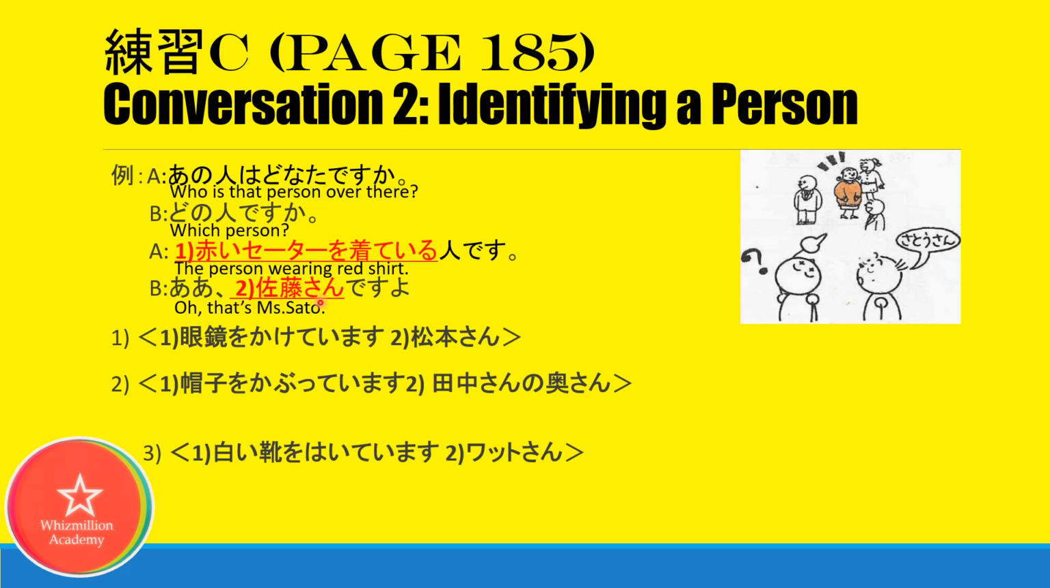Okay, so for this exercise, we are supposed to replace the sentences in red with question 1, 2, and 3. In this sentence, as you notice, there are two parts. The second part is just the name of the person, so I will not read that out. So I'll just read out part 1. Question 1. メガネをかけています。松本さん.